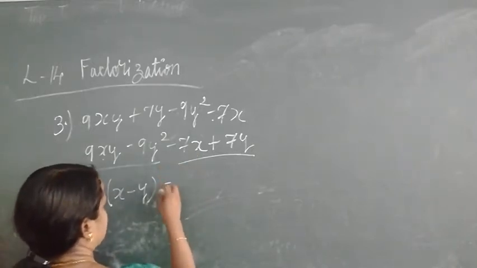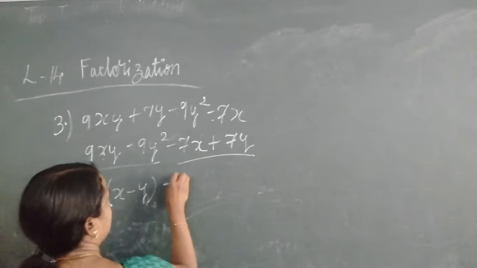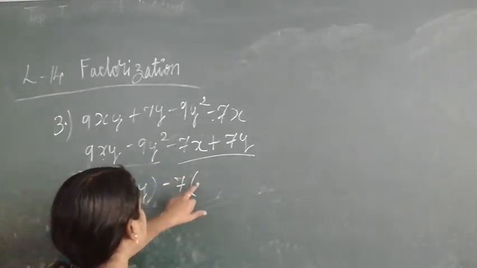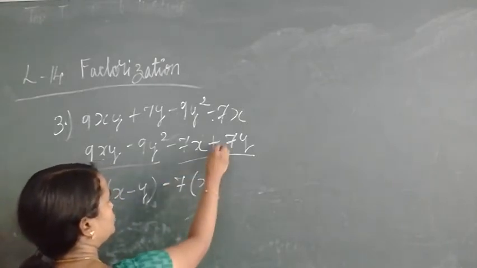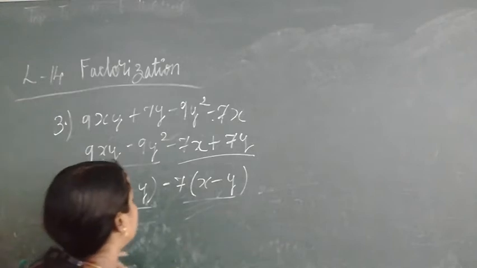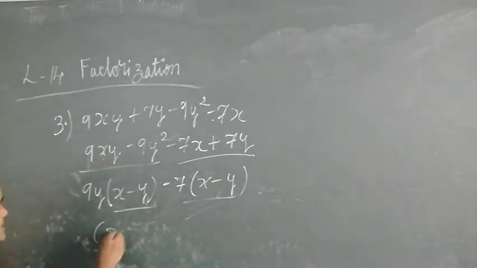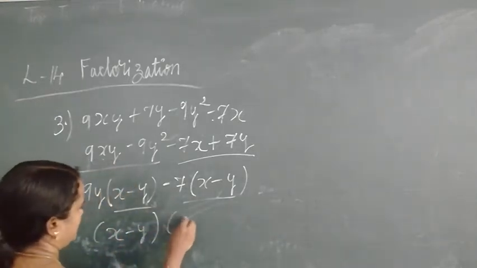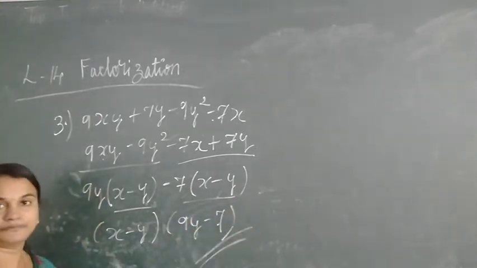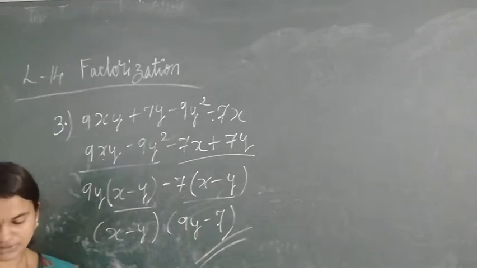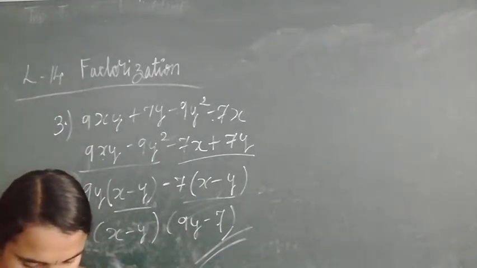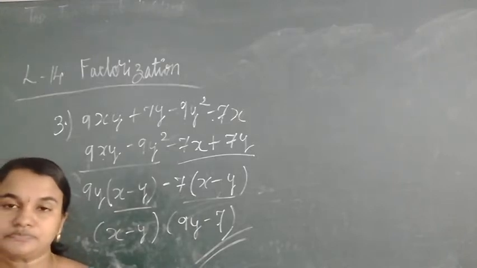Minus, first number minus 7. So here minus into minus plus x part, minus into plus minus y. So we are getting the same x minus y. So x minus y, and this will be 9y minus 7. Okay, right. Now 4 will be the homework. I will solve the question number 5th one.